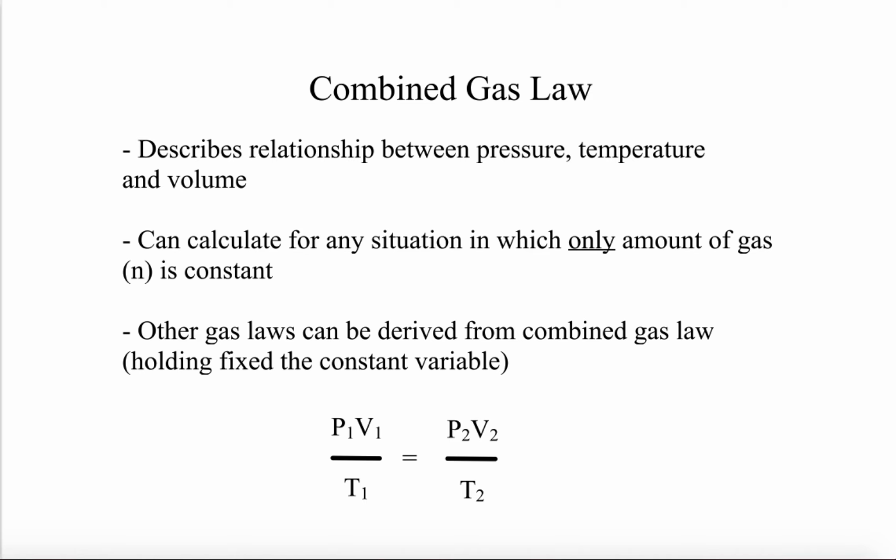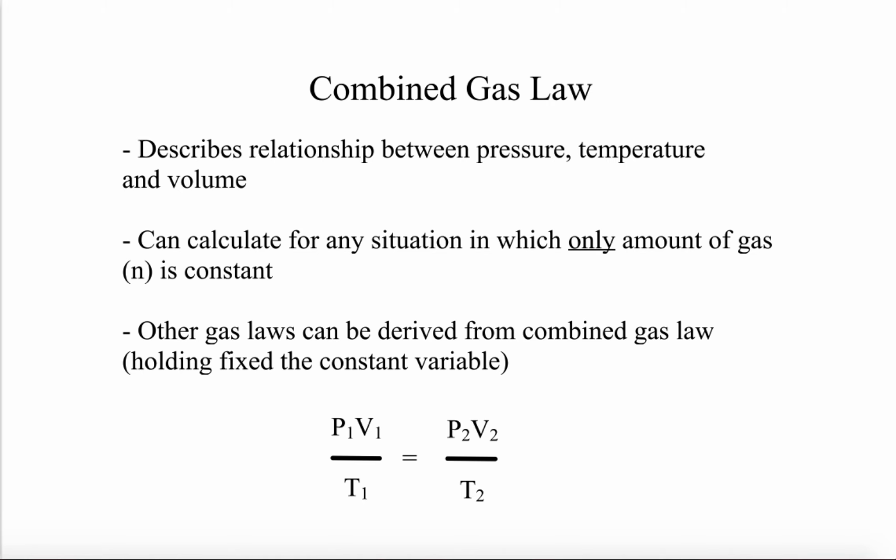One of the cool things about the combined gas law is that if you hold fixed one of the factors or variables, you can actually derive the other gas laws from it. For example, if the temperature is constant, you ignore the T's here and you get Boyle's law, P1 V1 equals P2 V2, where temperature is constant. So this combined gas law just takes the other gas laws and puts them together.